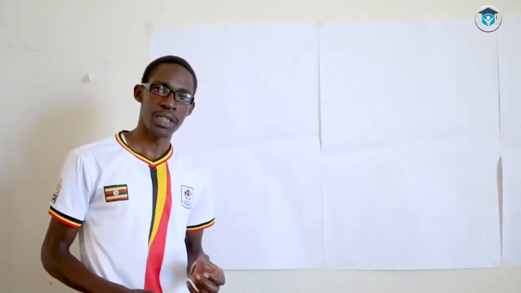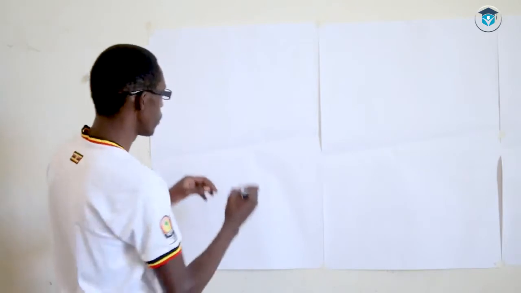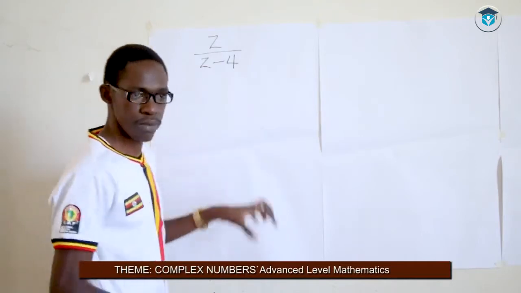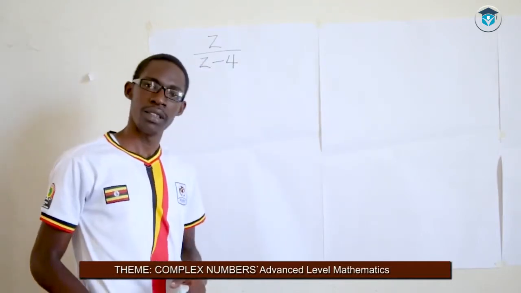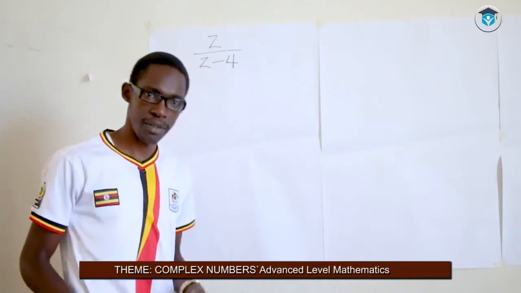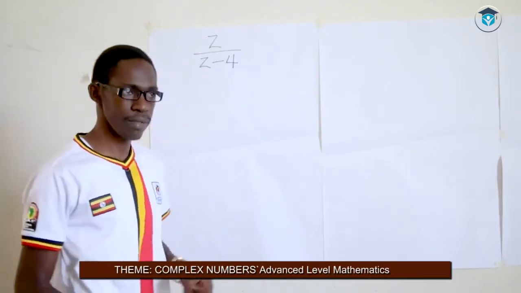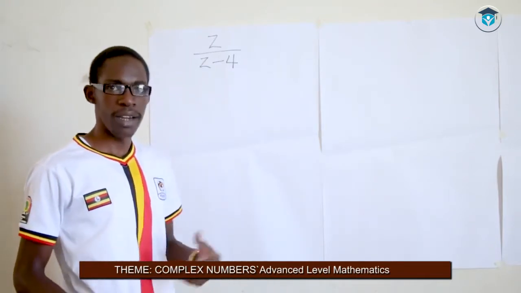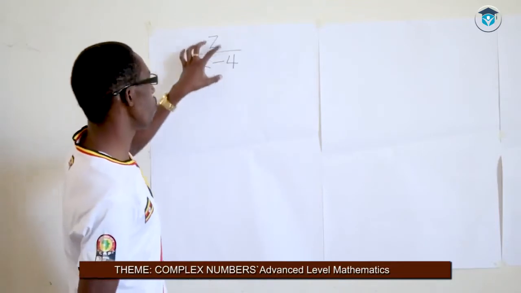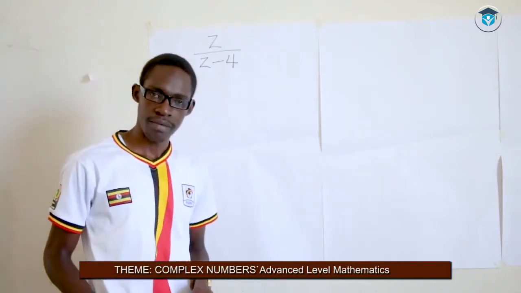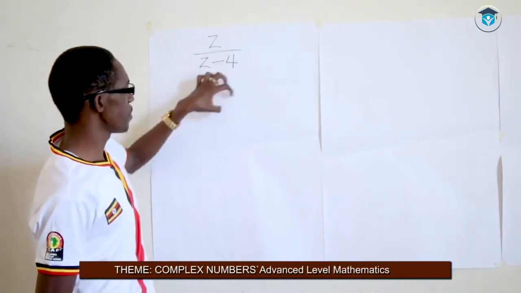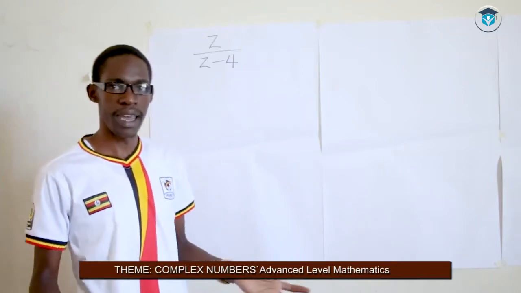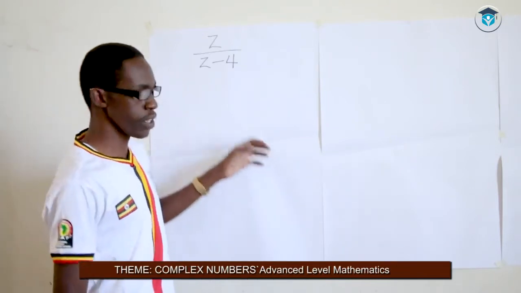If we are told that, given that z over z minus 4 is purely real or purely imaginary. For this case, let's say it is purely imaginary, because they can say either purely real or purely imaginary. Now, if they say it is purely imaginary and ask us to find the locus of this complex number, how do you expect the answer to be brought out?